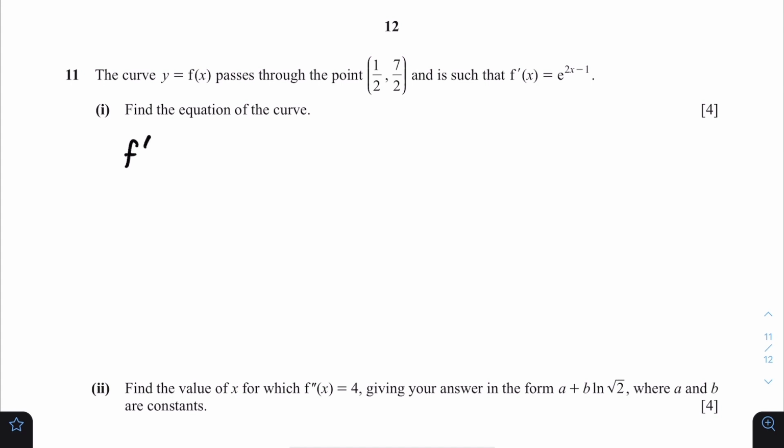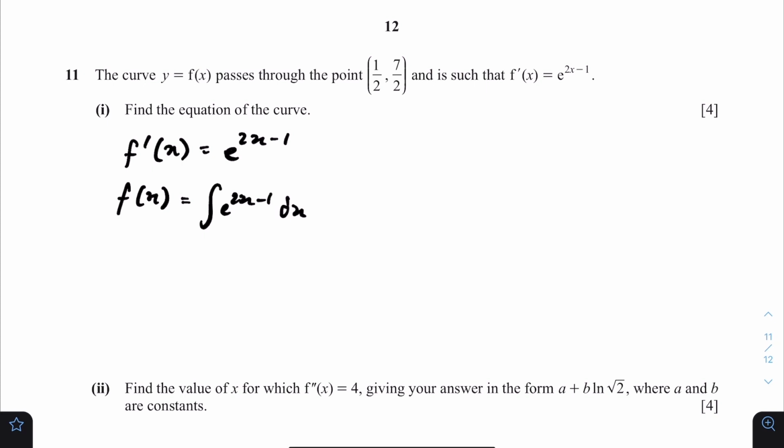So the derivative of f of x is equal to e to the power of 2x minus 1. Recall that if you have e to the power of f of x, where f of x is a function, the derivative is equal to the derivative of whatever that function is times e to the power of that function. So in this case, let's watch out for that. We know that if this is the derivative, then we have to integrate this to get f of x. So that's the integral of e to the power of 2x minus 1 dx.